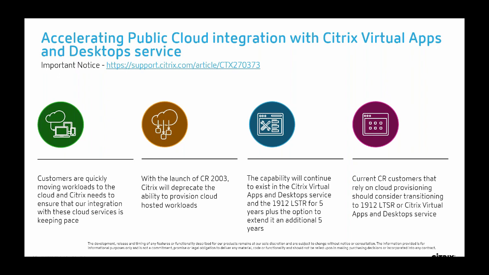Customers that have the need to run workloads in the cloud and on-prem have the option of moving to our Citrix Virtual Apps and Desktops service, or continue to leverage the on-prem service with 1912 LTSR for the next 5 years, with the option to extend that service for an additional 5 years. If you're a customer affected by this change, we recommend that you reach out to your Citrix representative to discuss the best option for moving forward with this business change.